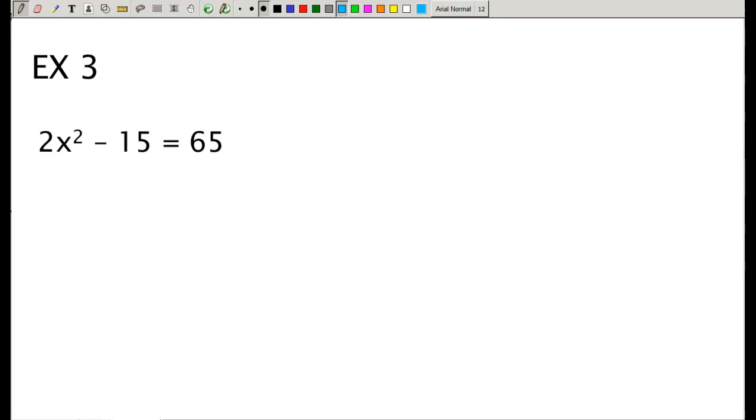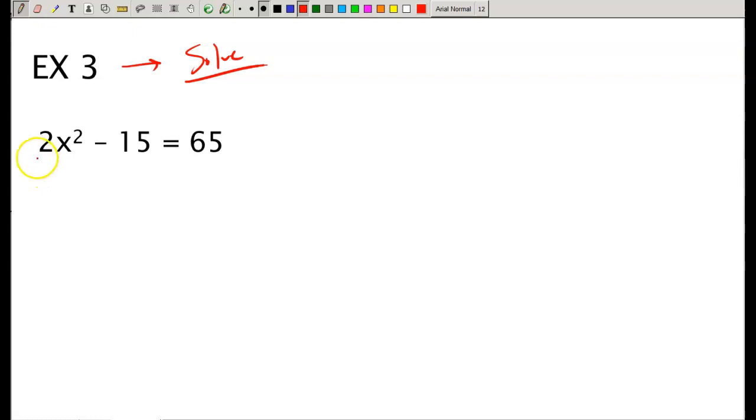All right, our next example is solving. So example 3 is going to be to solve this quadratic equation. We have 2x squared minus 15 equals 65. And what we did in the past was we took this equation, we got all the terms over to the left-hand side, and we tried to factor it.